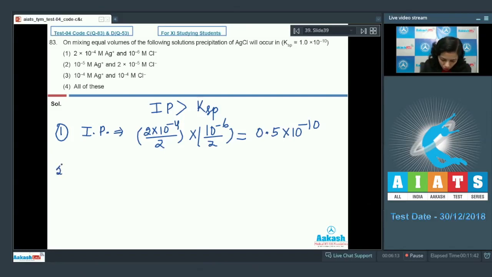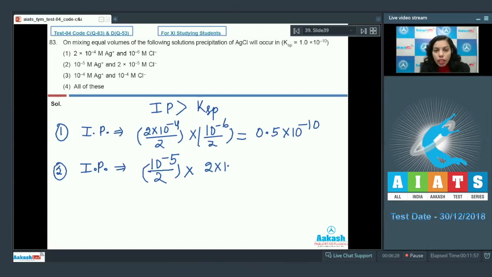Now let's check the second one. The ionic product for the second case: 10 to the power minus 5 molar is the amount of Ag positive ion, and now let's multiply it, 2 into 10 to the power minus 5 divided by 2. So the ionic product for these two would be 0.5 into 10 to the power minus 10. This is the ionic product for the second case.